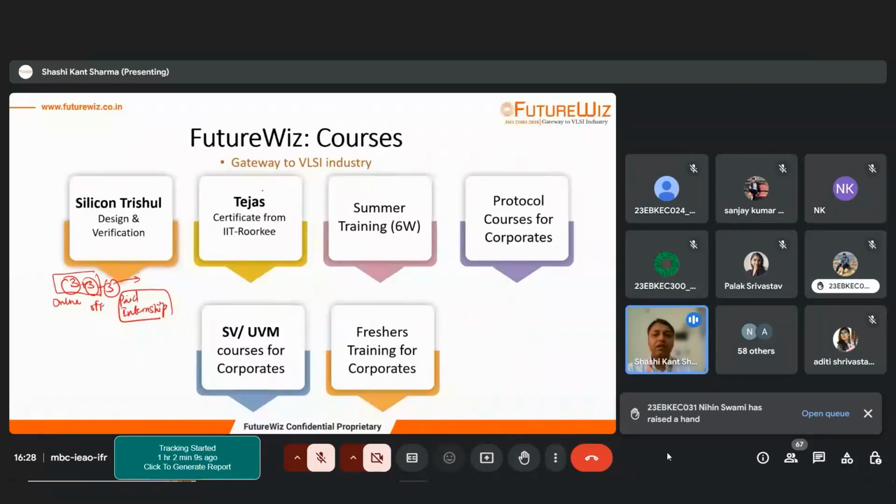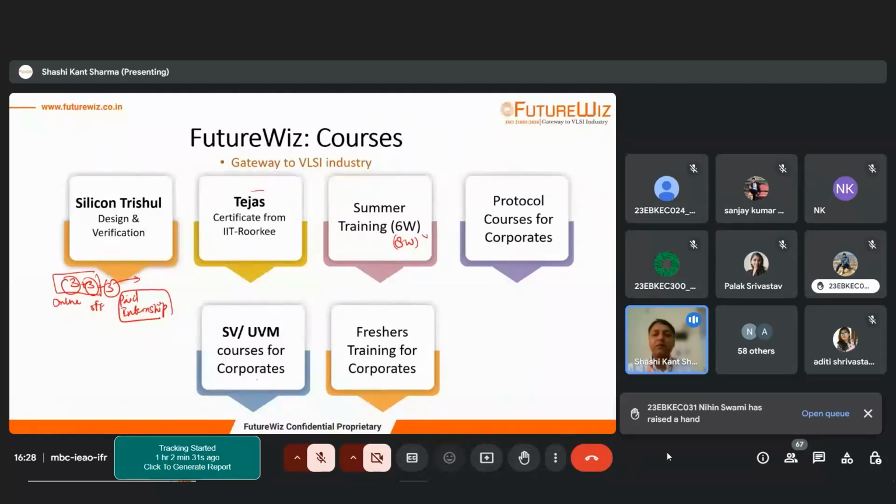We are running the Tejas program. As I told you, this is in association with IIT Roorkee, so certification from IIT Roorkee will be provided. Some faculty members of IIT Roorkee and some industry partner faculty members from FutureWiz will be teaching the course. We provide a summer internship of 6 weeks or 8 weeks, in which digital, Verilog, SoC design, all these concepts will be taught.